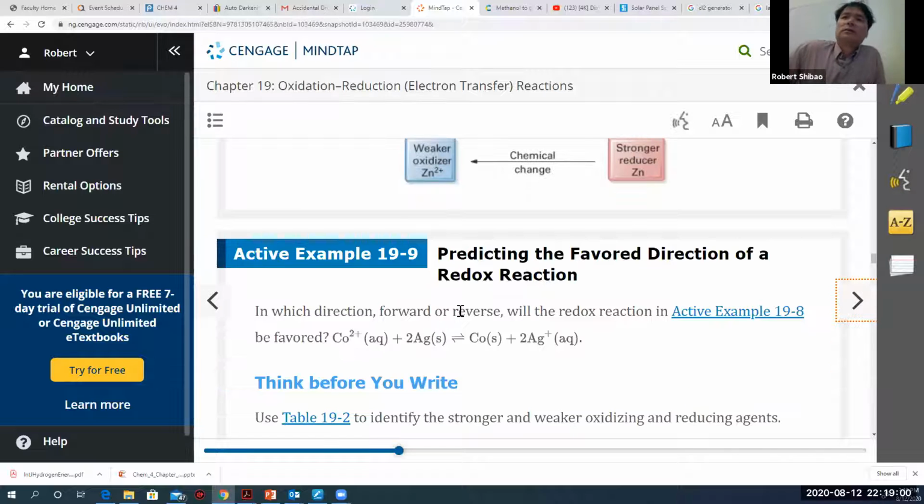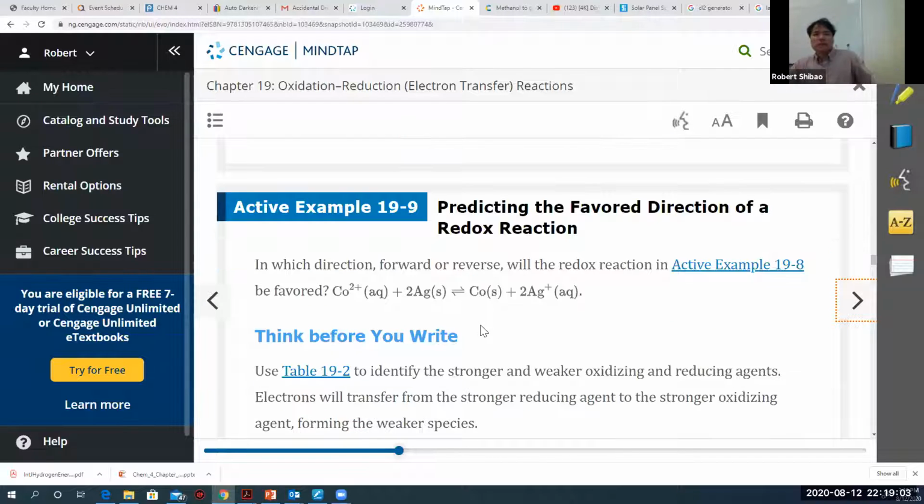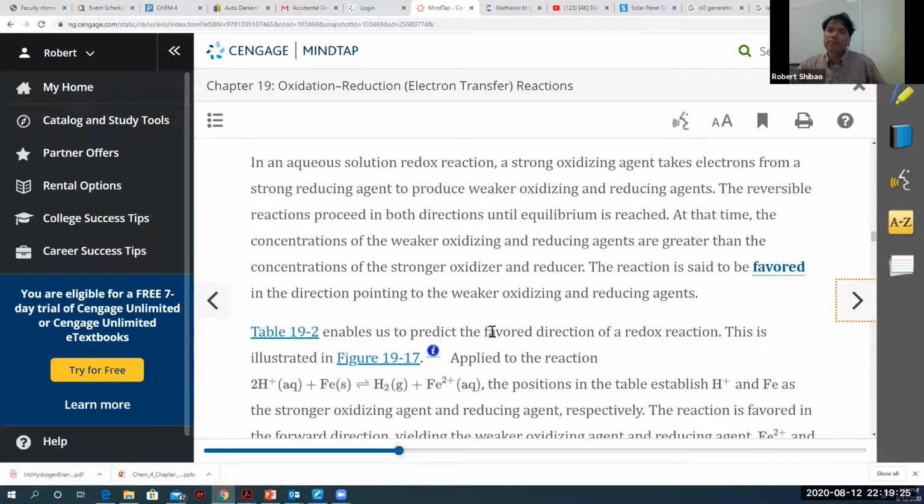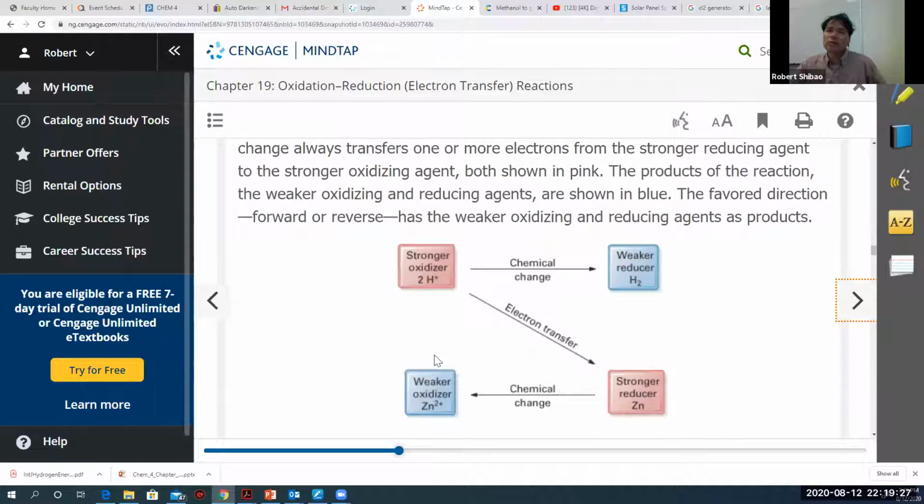So we could predict this here. This is our oxidizer, here's our reducer. Going backwards, this is our oxidizer, this is our reducer. So we compare the two oxidizers, cobalt versus silver, what's a better oxidizer? Or we compare the two reducers, what's a stronger reducer, silver or cobalt metal? It depends on which chart you use now. This one is for the redox chart.